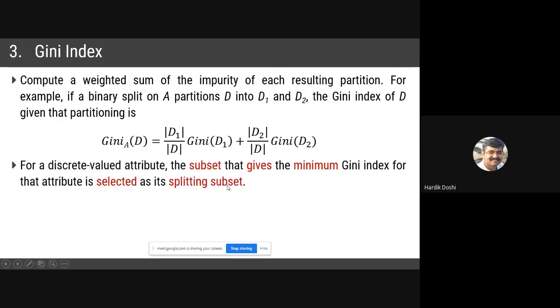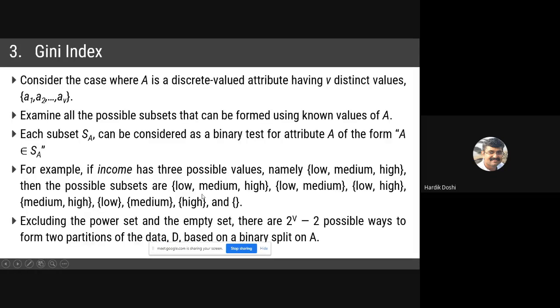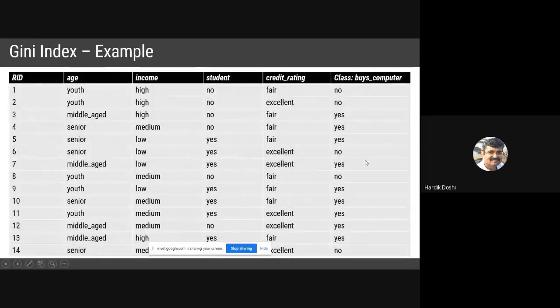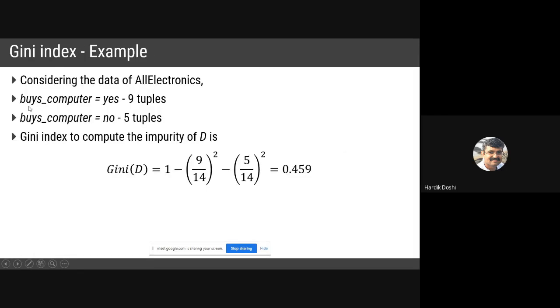Over here, we will be continuing with the same example for the 6 possible subsets, and we will be computing them. Let's see how. For buys computer yes, we have 9 tuples, and for buys computer no, we have 5 tuples. So Gini for the complete data set D is 1 minus (9 by 14) squared minus (5 by 14) squared, which comes out to be 0.459.